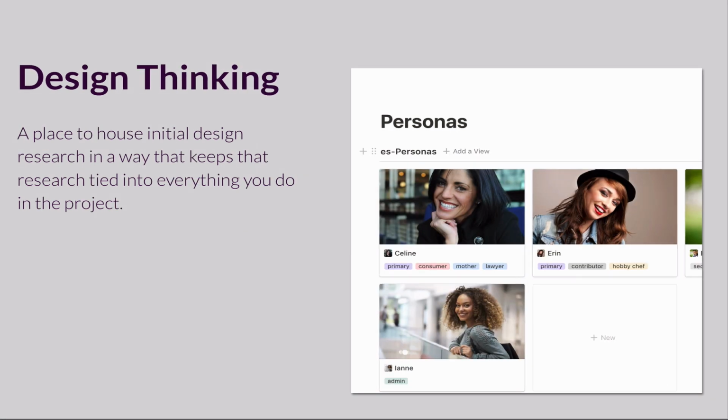All right, the next set of videos is about design thinking, and having a place to house that early research that's done: personas, journey maps or pathways, scenarios, those types of things. Having a place to store them, but a place that's integrated and used. So it's not just something that we do at the beginning of our project and forget about. It's actually something that is tied in as we move through the steps of our project.